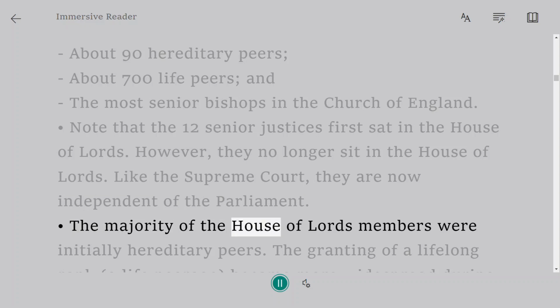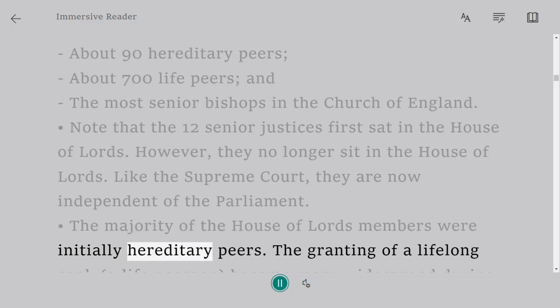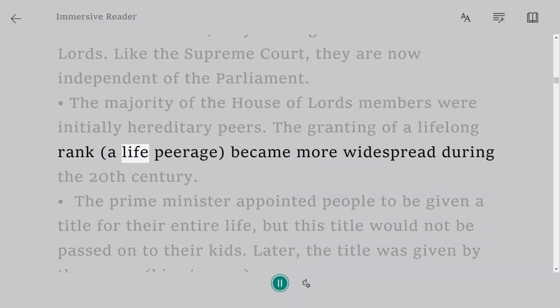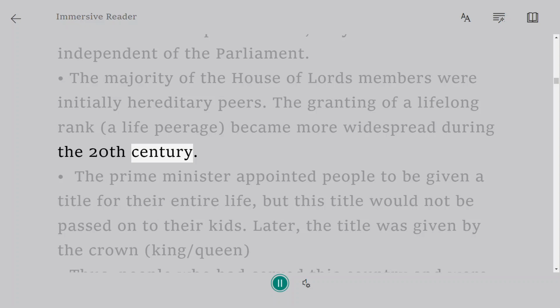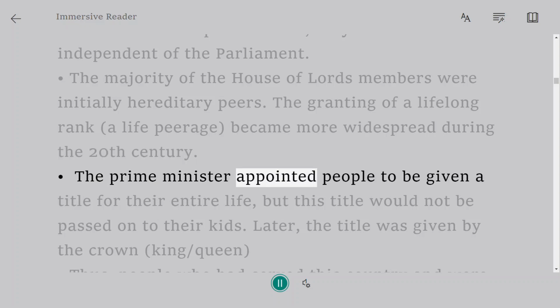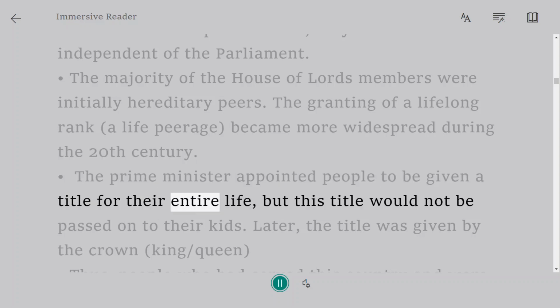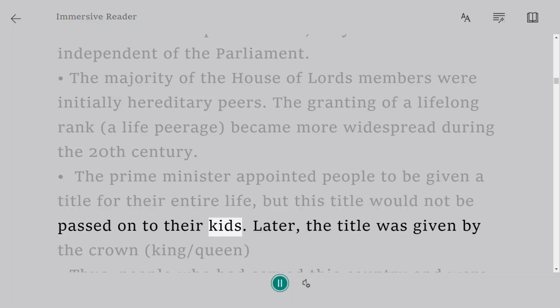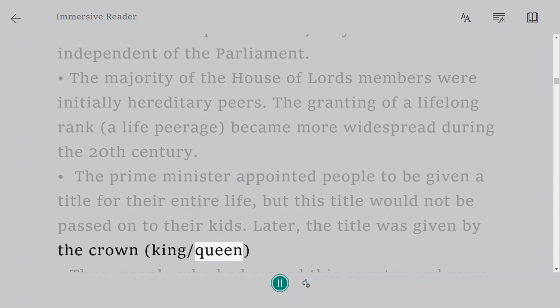The majority of the House of Lords members were initially hereditary peers. The granting of a lifelong rank, a life peerage, became more widespread during the 20th century. The Prime Minister appointed people to be given a title for their entire life, but this title would not be passed on to their kids. Later, the title was given by the Crown, King/Queen.